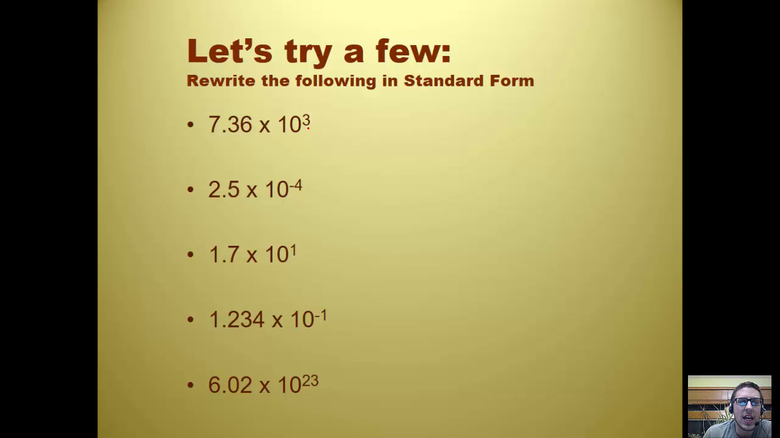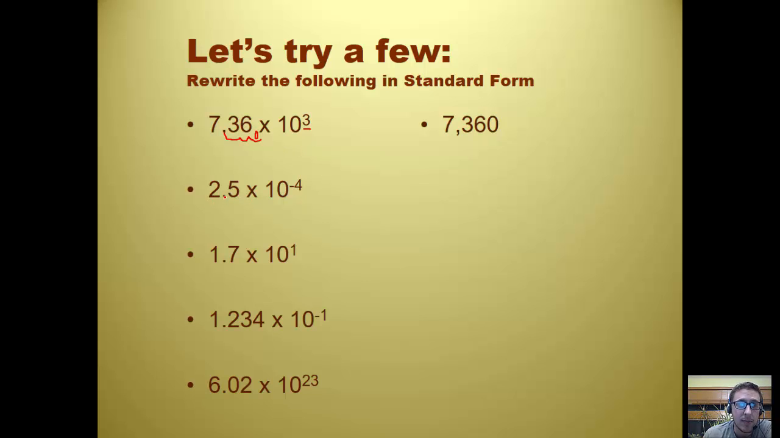So we've got times 10 to the 3rd. We know this is going to be a bigger number because it's a positive exponent. So we're going to move 1, 2, 3. We went under the 3, under the 6. Now we got to put a 0 in there. So 7360.